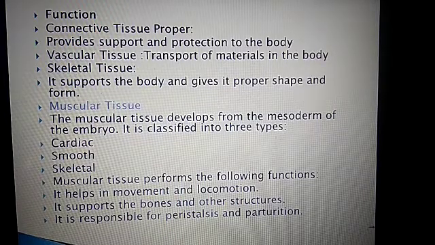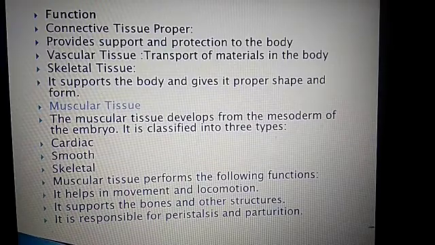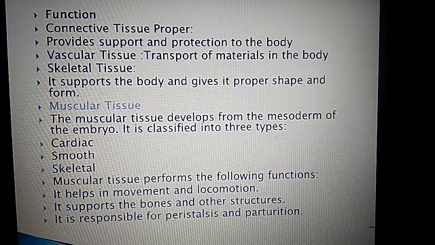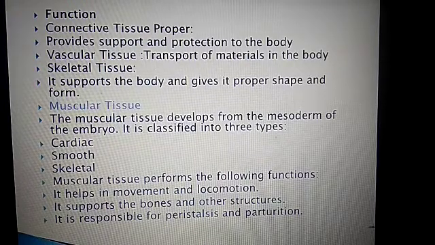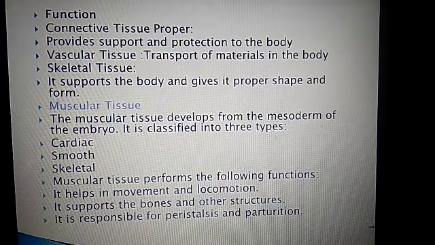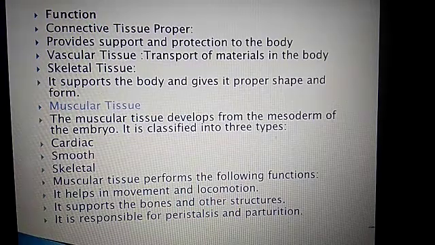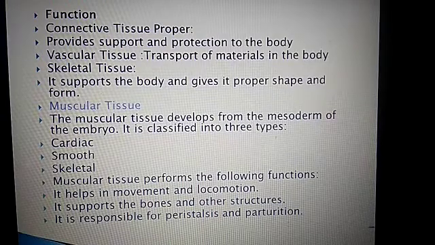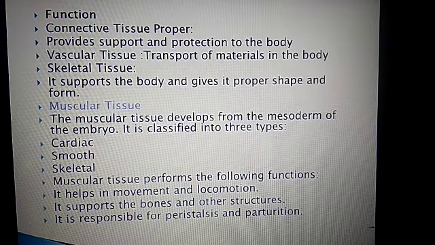Next is muscular tissue. Muscular tissue develops from the mesoderm of the embryonic cell. It is classified into three types. Muscle makes up half the weight of the human body and is composed of elongated cells adapted for contraction and relaxation, thereby causing movement. Since muscle cells are drawn into long structures, they are called muscle fibers. There are two types: voluntary and involuntary.